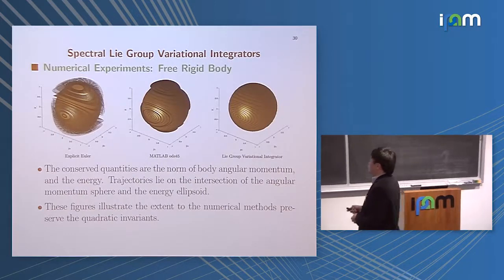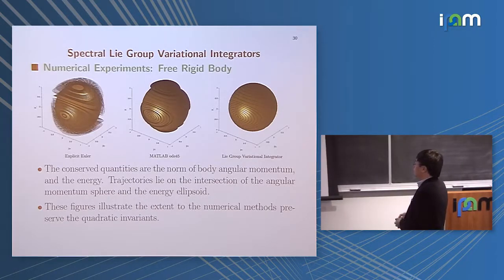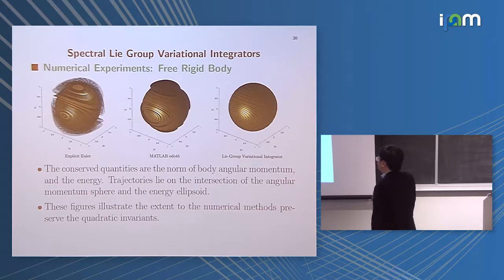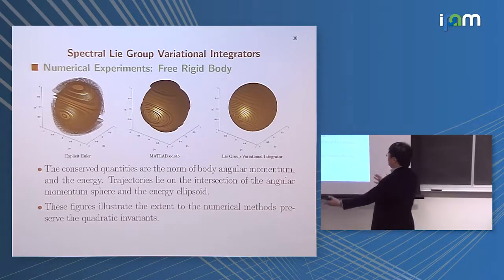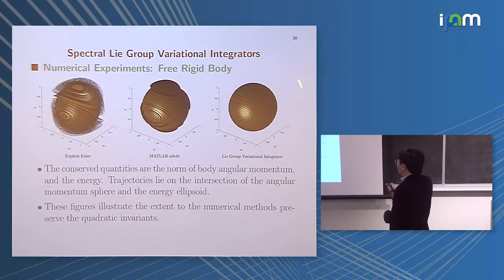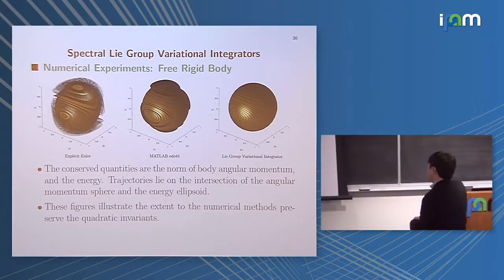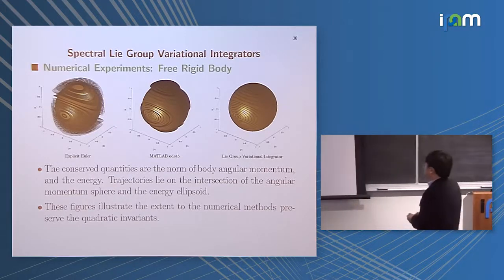So you can also extend this to rigid body simulations, which evolve on Lie groups. This is just meant to illustrate that if you were to use explicit Euler or even a very highly resolved adaptive method, it's very, very difficult to respect both the energy conservation and the angular momentum conservation. Whereas if you use even a low order Lie group variational integrator, you get perfect agreement in terms of those conservation laws.